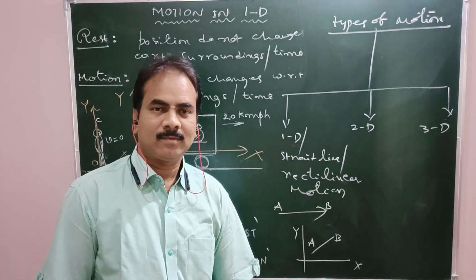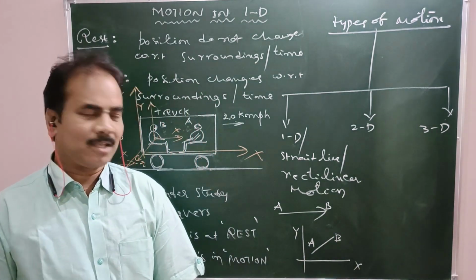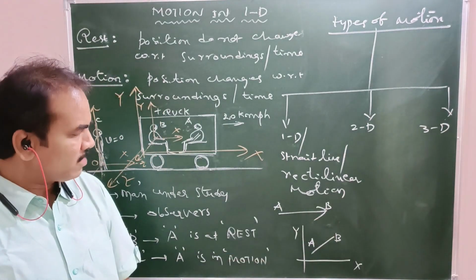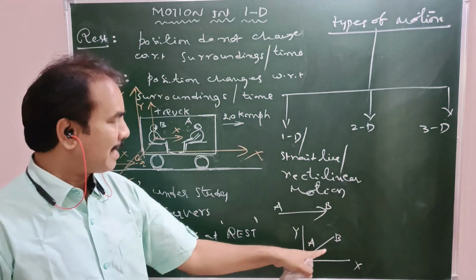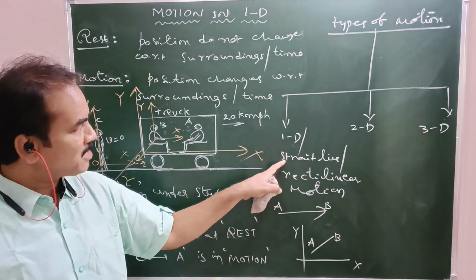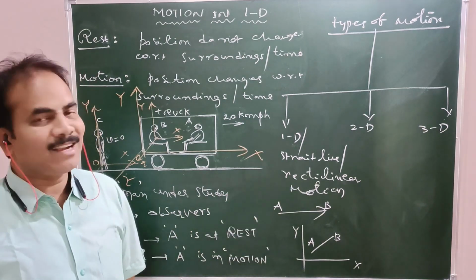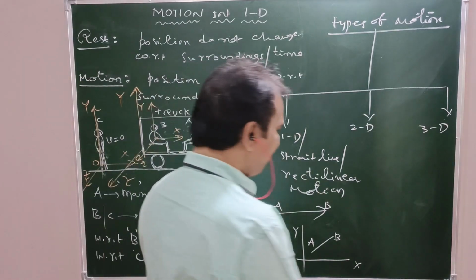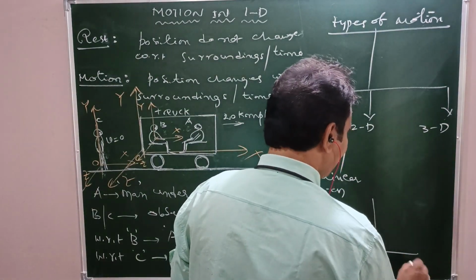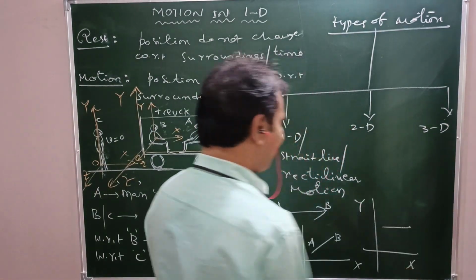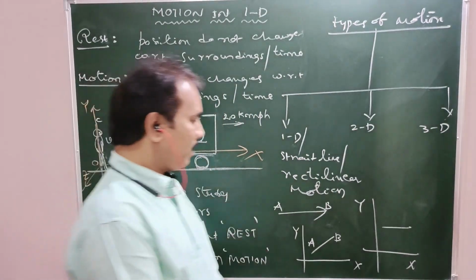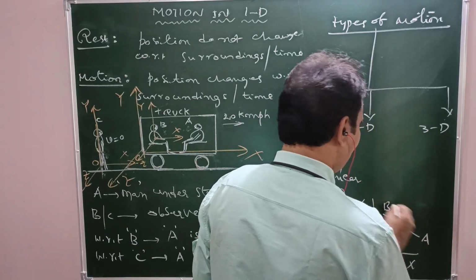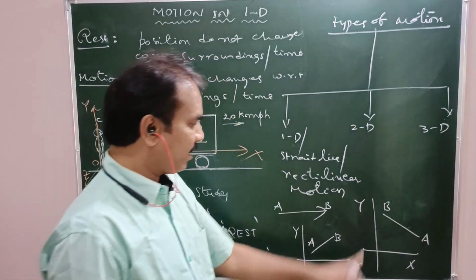The path is a straight line, whether it is moving in a plane or otherwise. That path is said to be a straight line path, and the motion is said to be one-dimensional motion, otherwise straight line motion, otherwise rectilinear motion. Now, say the path is like that in the X, Y axes. These are also straight line motion. The path is like that from A to B in the XY plane.